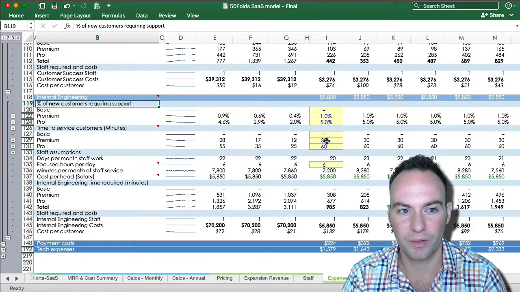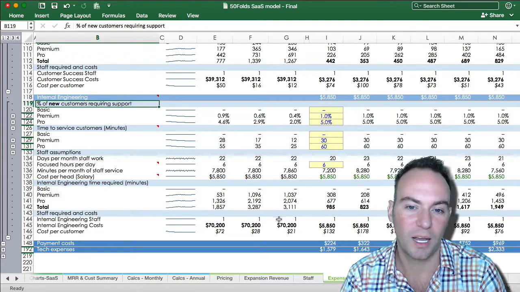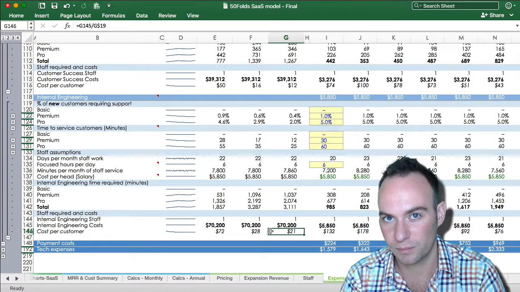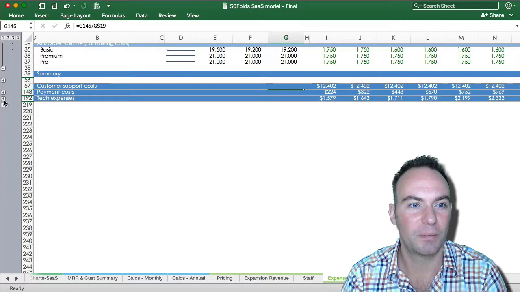How much time it takes for them to service a customer, how many hours they work. And then we know the number of people, the cost, and the actual cost then for your customer. Done. Let's deal with the payment cost now.